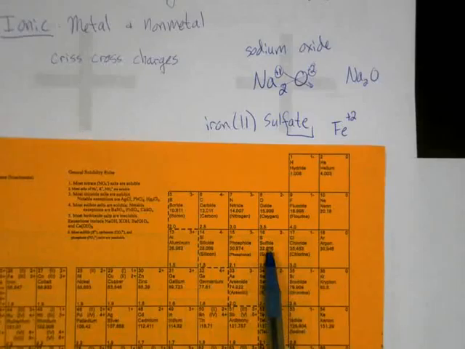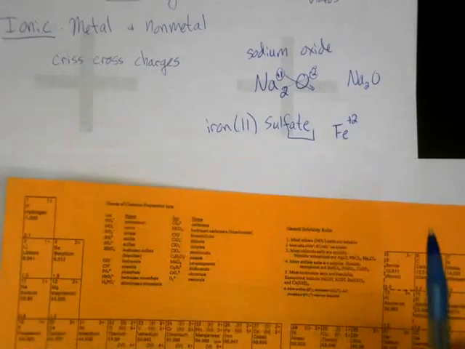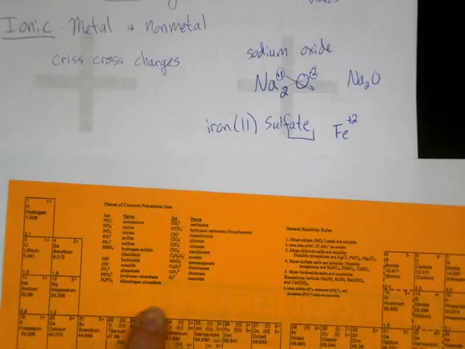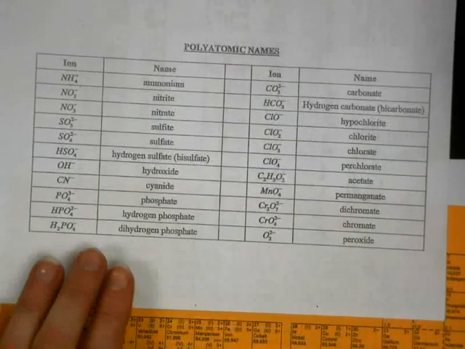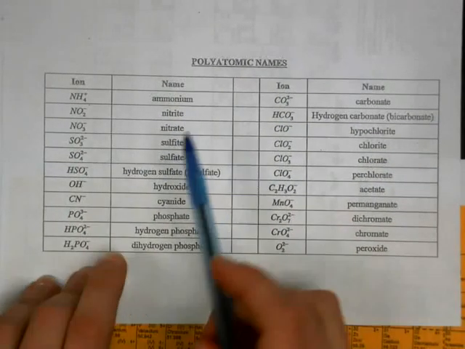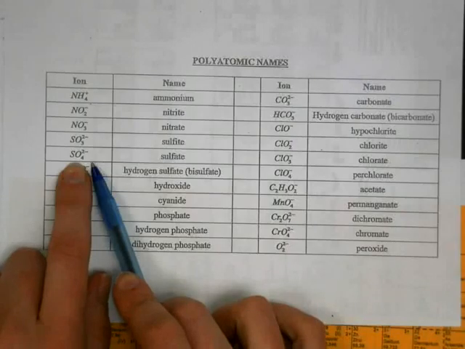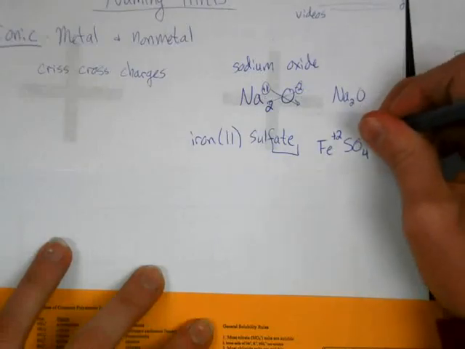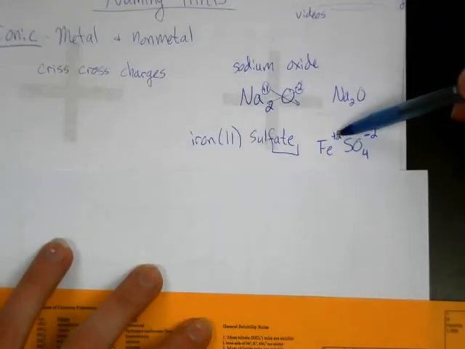Sulfate, ATE ending, that's not the same thing as sulfide. On the periodic table, that's an IDE ending. So if we're looking up sulfate, then we have to check our polyatomics, which are up in this left corner. I have a larger view of them here. So if I'm looking for sulfate, up here it says SO4 with a -2 charge. So this is SO4 with a -2 charge.